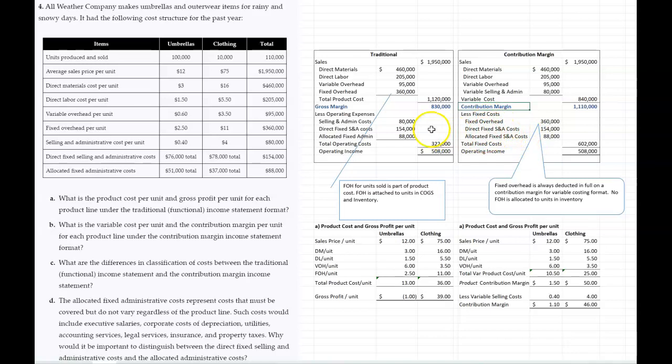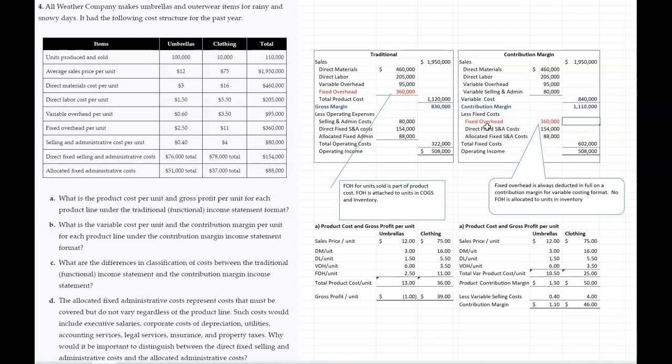Now, notice that the only difference between these two really, well, not really, but in fact, is fixed overhead. Okay, it's going to be deducted in full always on a contribution margin statement, and the theoretical argument is that you've got these costs even if you don't sell anything, and it is not made part of a product cost, so it is not attached to inventory. In the traditional basis, what you look at in normal financial statements, published financial statements, fixed overhead is part of your product cost. Okay? All right, so that's the real difference between the two. The rest is just the numbers are just shuffled around a little bit.